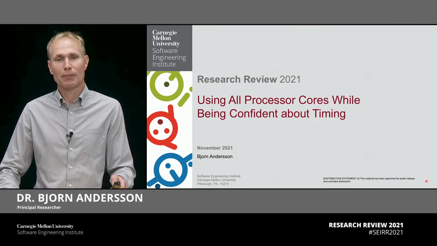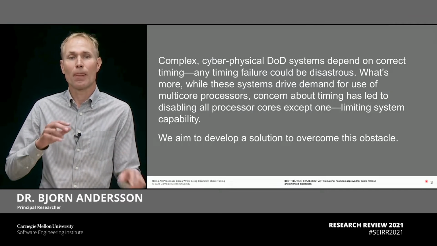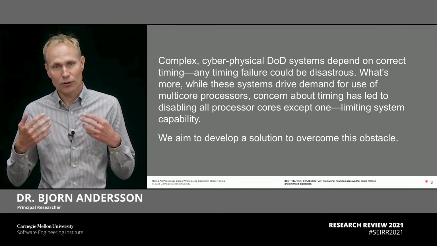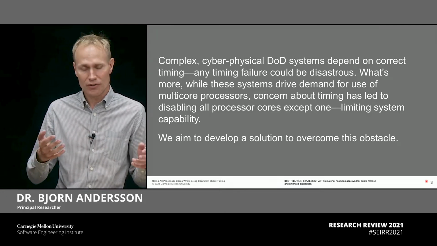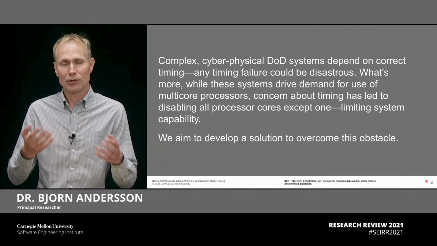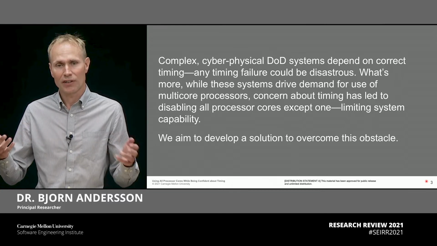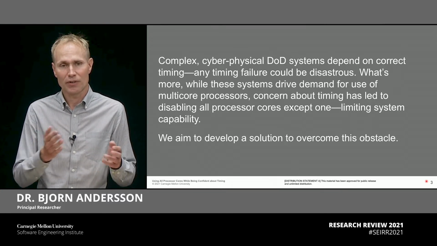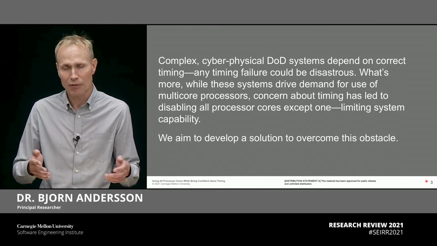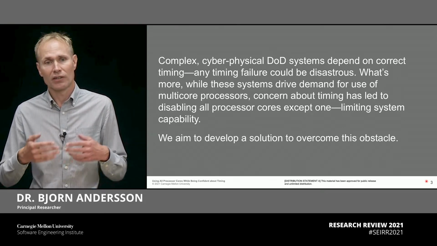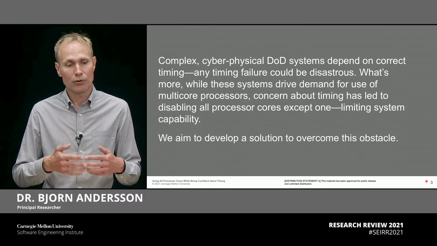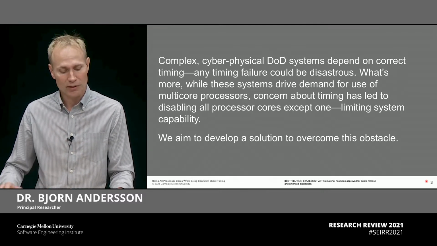So let's look at the big picture. The big picture is that we see many complex cyber-physical systems, and they depend on correct timing, and this is widespread across the Defense Department. And we need to use multi-cores in these systems, and when we use multi-cores, it becomes more challenging to satisfy time requirements. The common practice, what we've seen from many DoD programs, is that they want to disable processor cores except one, because that simplifies the timing verification. The goal of this project is to develop a solution that overcomes this obstacle. So we want to be able to use all processor cores while being confident about timing.